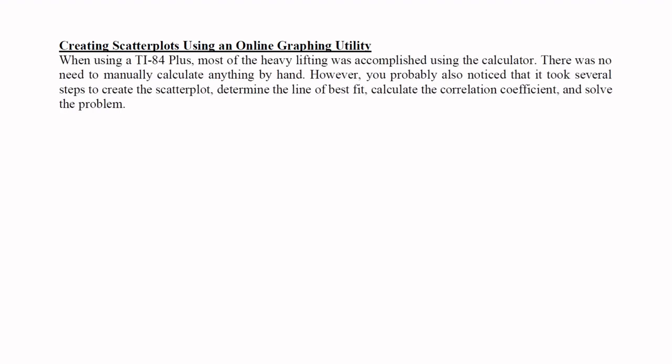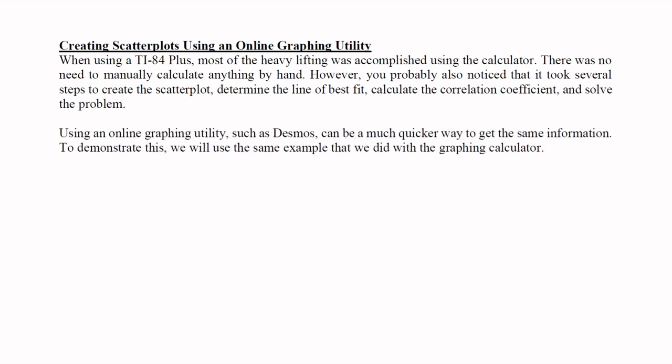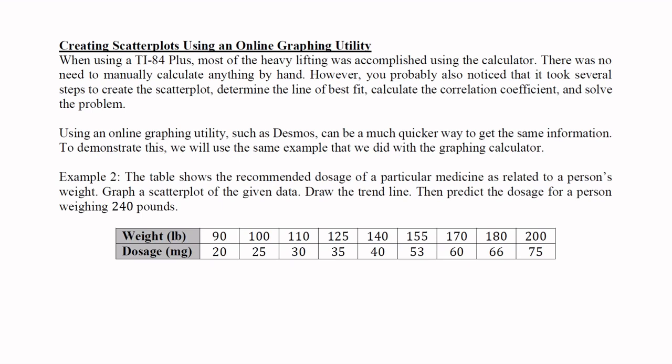So there was no need to manually calculate anything by hand when you did it in a TI-84. Your calculator did all the heavy lifting. But it did take several steps to create your scatter plot. So we are going to use an online graphing utility such as Desmos to get the same information but more quickly. So we're going to use the same example we did with the graphing calculator. All the data is the same. We're just going to go through the same process with Desmos.